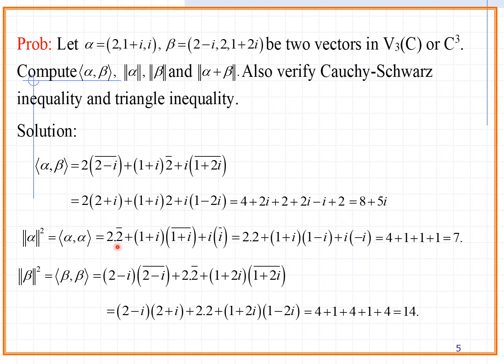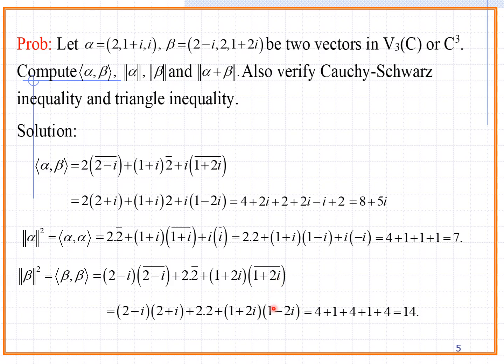Norm alpha square is also the same pattern. You take alpha two times, then apply the product, and you get the value 7. At the same time, norm beta square also: beta is already given, 2 minus i, comma 2, comma 1 plus 2i. Simply multiply the conjugate: 2 minus i into 2 minus i bar, and 2 into 2 bar, which is like the complex conjugate. By using that conjugate, 2 minus i bar is given. How can we write it? 2 plus i.